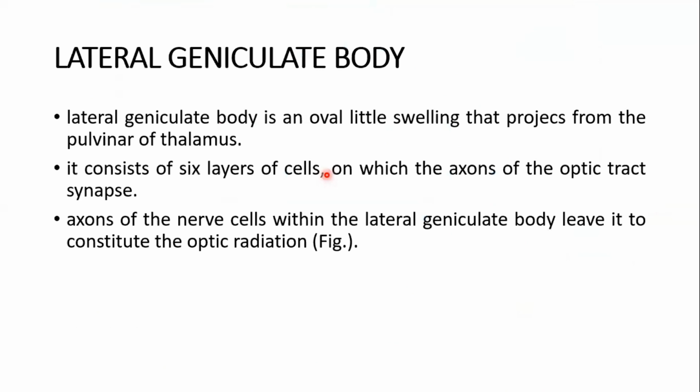So a few words about the lateral geniculate body. Lateral geniculate body is an oval little swelling that projects from the pulvinar of the thalamus. It consists of 6 layers of cells on which the axons of the optic tract synapse. Axons of the nerve cells within the lateral geniculate body leave it to constitute the optic radiation.